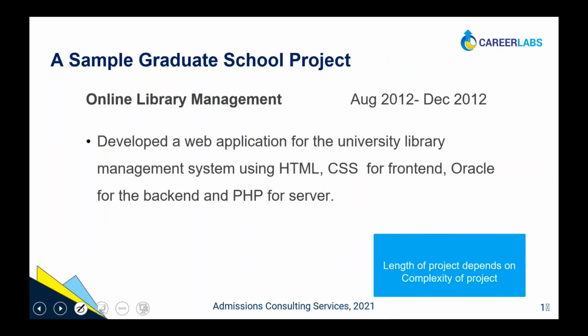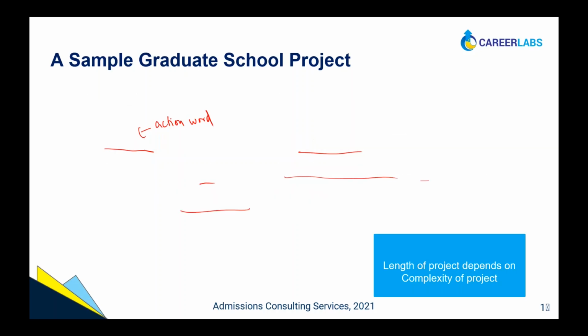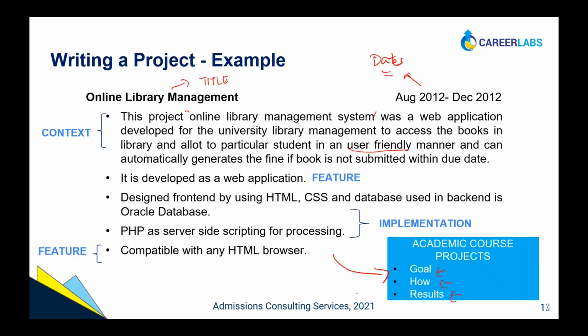Okay, for a project like this, the length of the project description will depend on the complexity of the project. So we start with an action word. We say, hey, develop a web application. Okay, so what is it? It is for the library management system. How did the person do it? Using all this. Okay, do I need to say that it's very user friendly? Probably not. That is more context. Do I have to say how it is accessing? It is accessing by allocating books to a student and all that.